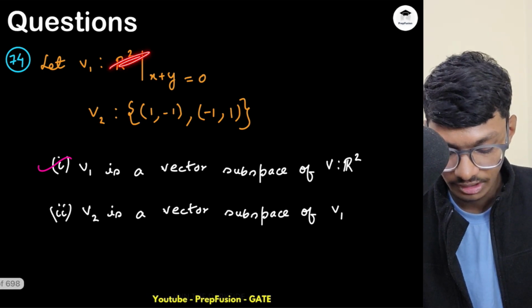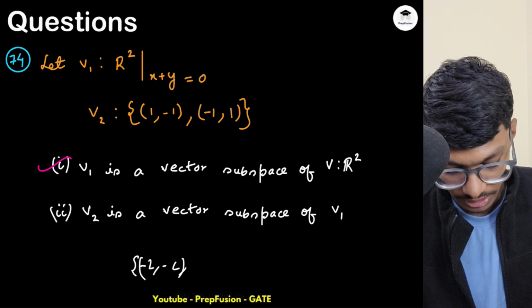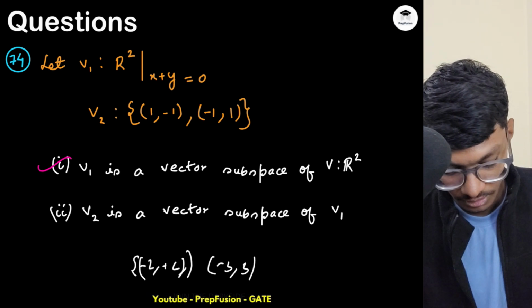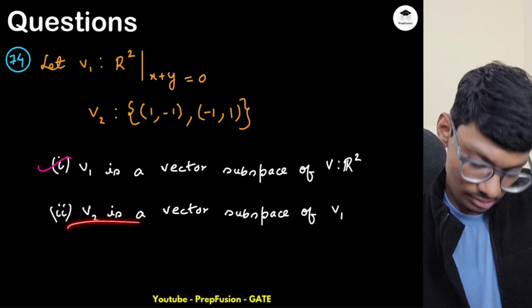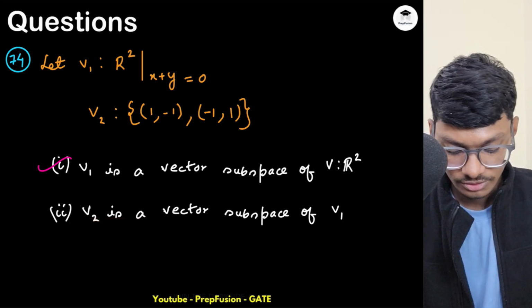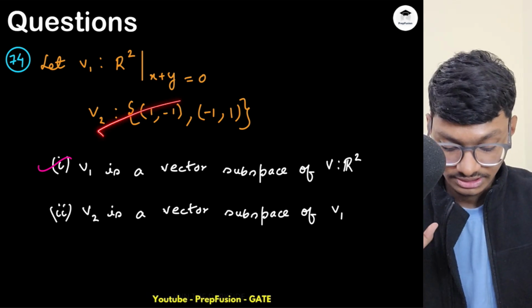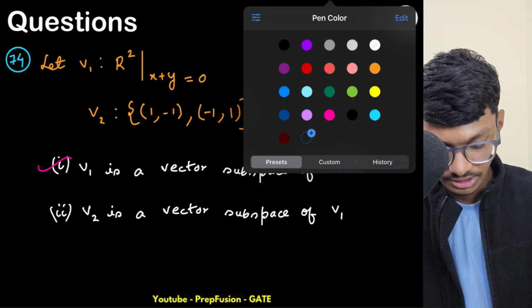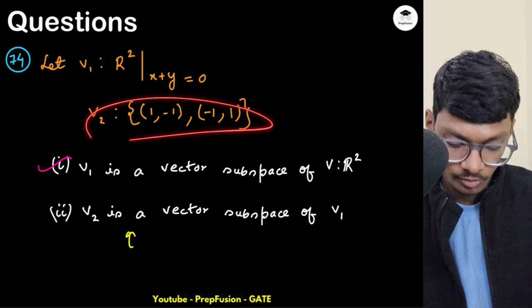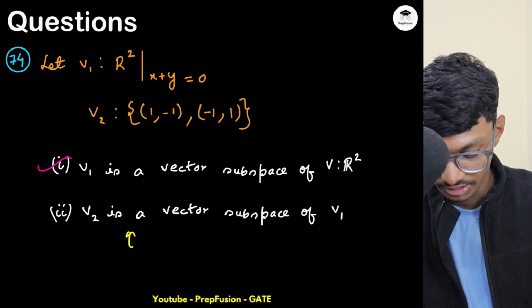So now, is this a subspace? Are there any other vectors that I can represent also? Yes, I can represent 2 minus 2, then minus 3 3, then minus 4 4, all of these. So yeah, this is a vector subspace because it is satisfying all the conditions. But obviously not all the elements are present here. There will be an unlimited number of elements because it is just a line, and it never ends. So it satisfies all the conditions.